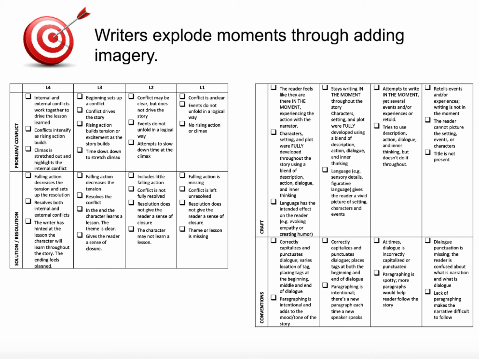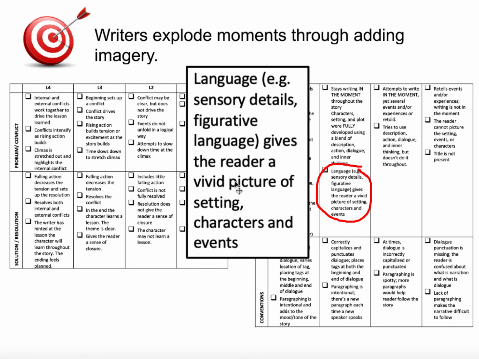Imagery is going to really help you to improve your score for craft overall, but I want to focus specifically on the second bullet point. This is the level 3 or the meeting standard. Language, for example, sensory detail, so that's imagery, or figurative language gives the reader a vivid picture of the setting, the characters, and the events.